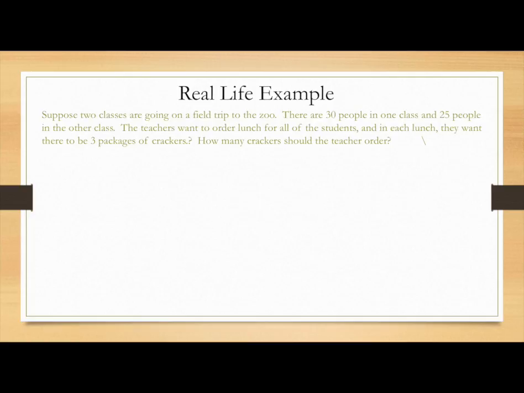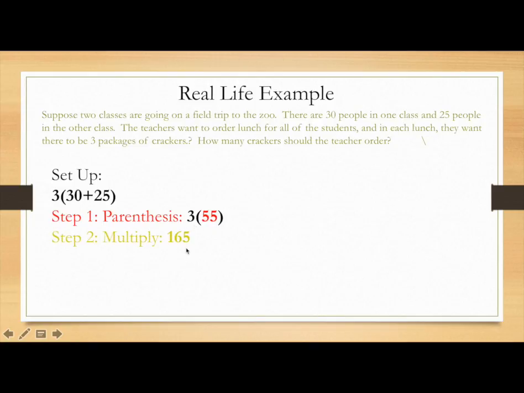So, here's how you would set it up. There's 30 people in one class and 25 people in the other. We want to combine those two, so we add them. Each lunch has 3 crackers, so we multiply the whole thing by 3. First step we solve is the operation in the parentheses. 30 plus 25 is 55. Then you would multiply 55 times 3, and you get 165. The teacher should order 165 packages of crackers.